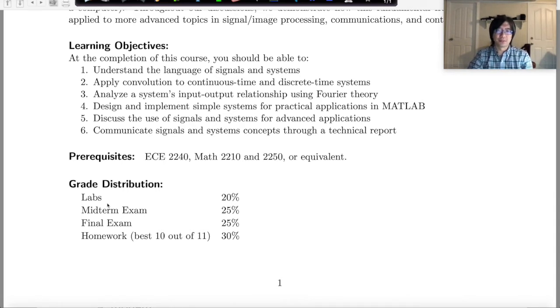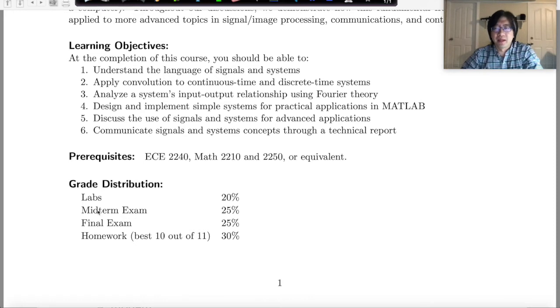We have some other portions as well, but they don't contribute to the grade distribution. So we have 4 labs, and in total, the labs will contribute 20% of the final grade. And we have 1 midterm exam.